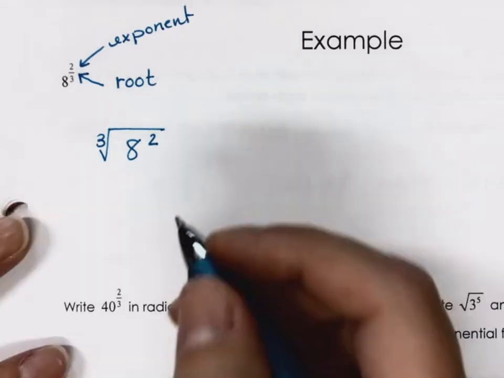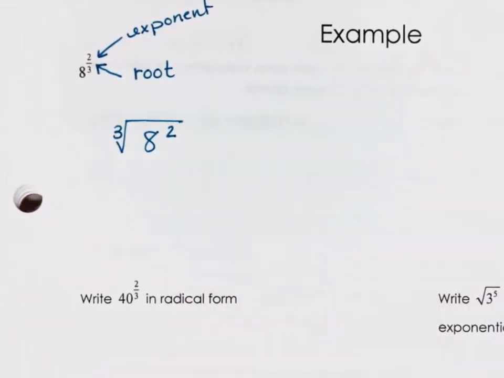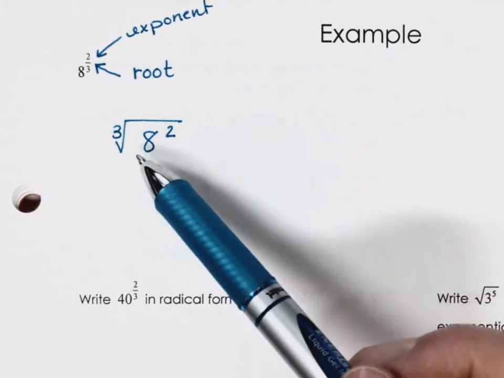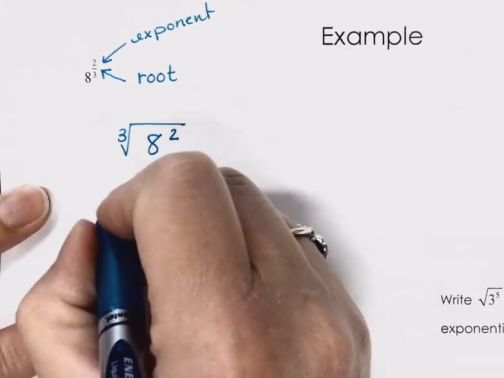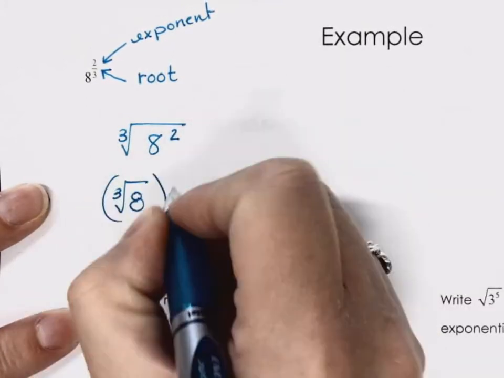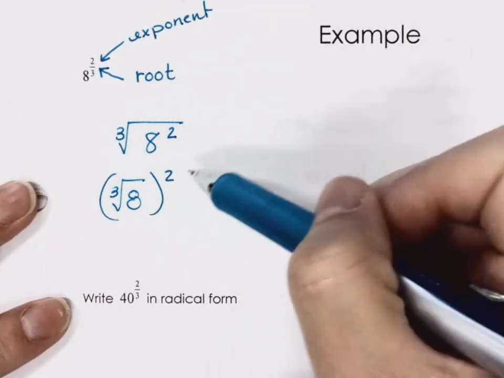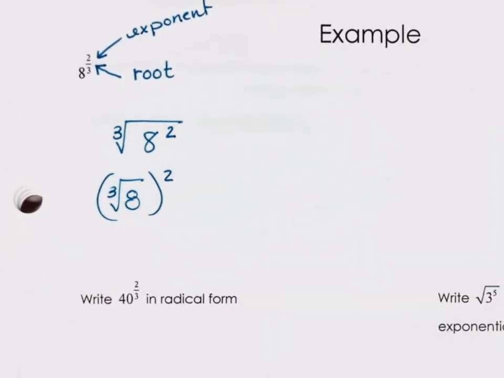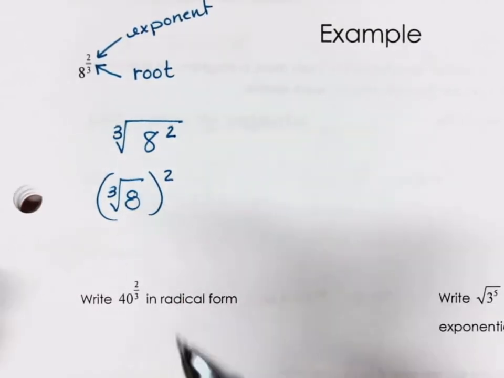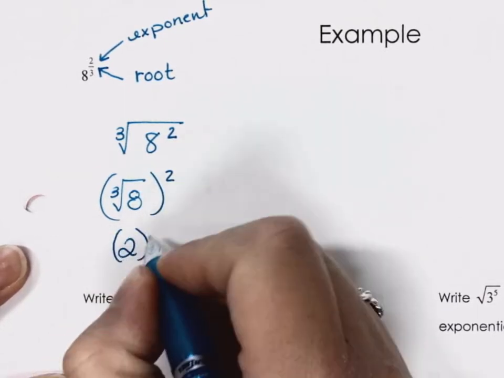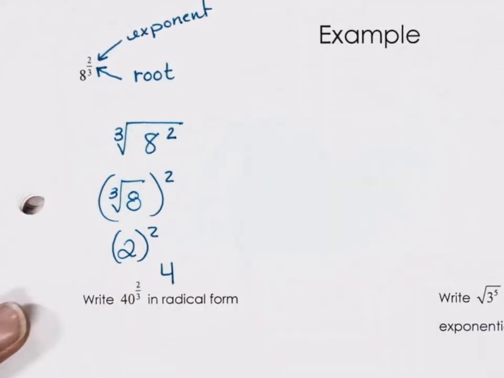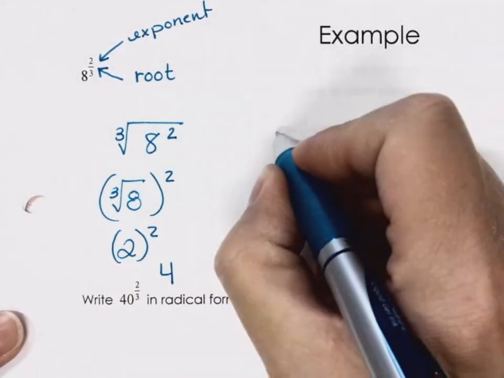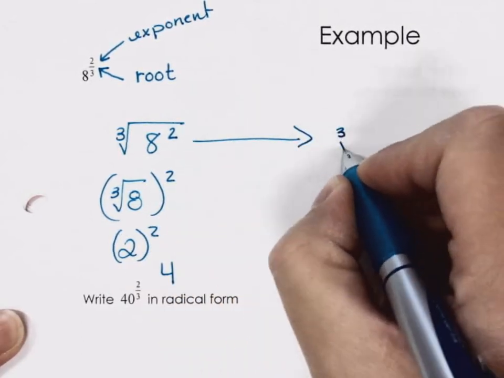Okay, so for this one, 8's a perfect cube, so this time I'm going to apply the cube root first. So I'm going to do the cube root of 8, and then I'm going to square my answer. Both of these things are exactly the same, and you can check on your calculator, we'll get the exact same answer. So what's the cube root of 8? 2. And then we got to square it. So what's my answer? 4. Easy peasy.